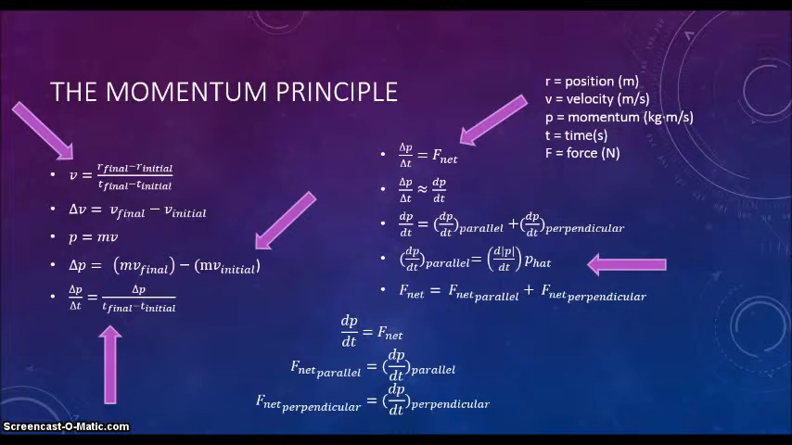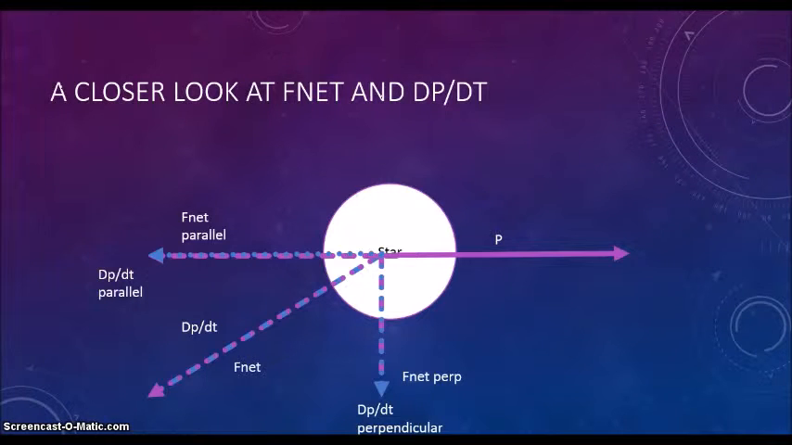F net is set equal to dp dt, and their respective perpendicular and parallel components are equal. It is important to note that though F net is equal to dp dt, and their respective components are equal, they are not the same thing. dp dt is simply describing the motion, with the parallel component describing change along the axis of p, so the speeding up and slowing down. The perpendicular component is denoting the change along the axis perpendicular to the momentum, so the change in direction.